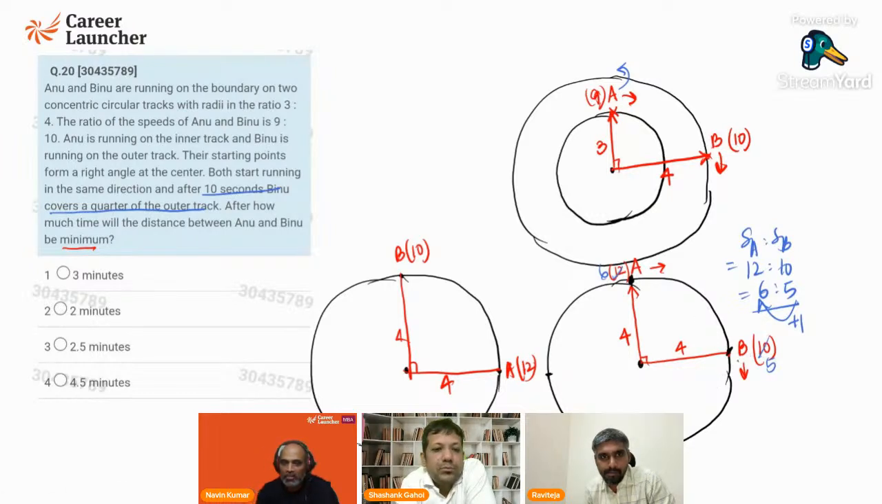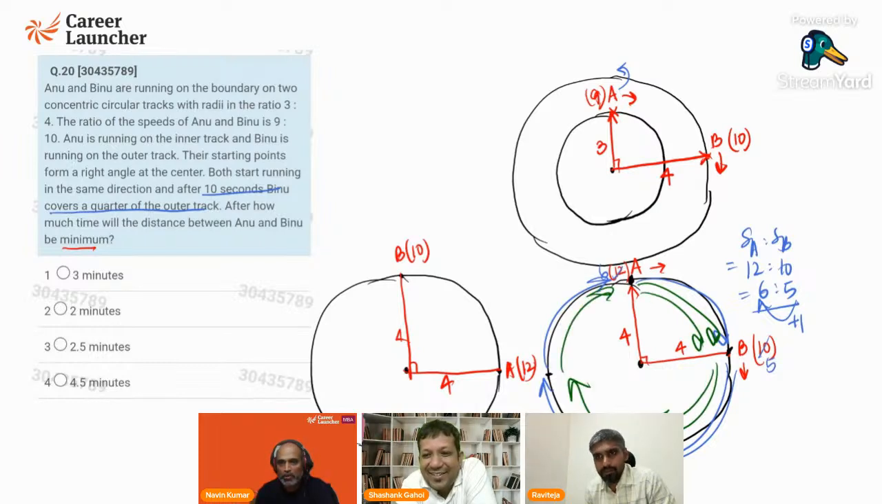Quarters. So Binu is going to cover 5. So this is going to be 1, 2, 3, 4, 5. And in the meantime, Anu is going to cover 1, 2, 3, 4, 5, 6. So this is the point where they are going to be meeting, which is diametrically opposite to from where Anu starts.